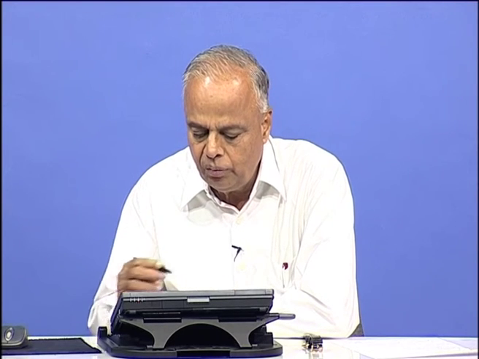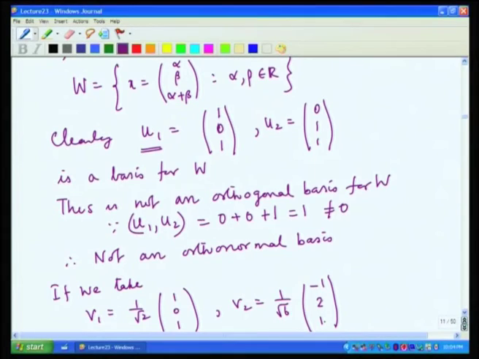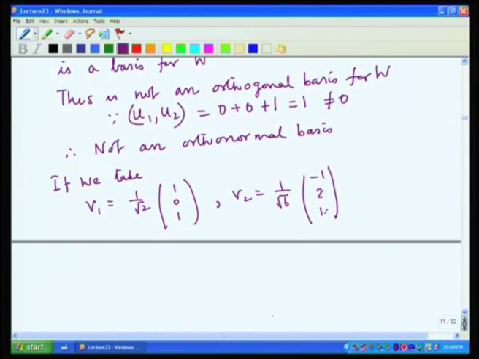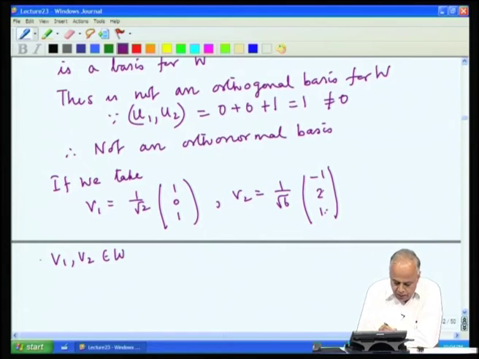v 2 is a vector in W. Why? First of all, if you look at (minus 1, 2, 1), the third component is the sum of the first and the second, and therefore, this belongs to W and any multiple of that will belong to W, and therefore, v 1 and v 2 belong to W. That is the first thing that we observe.